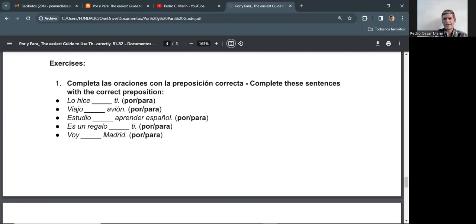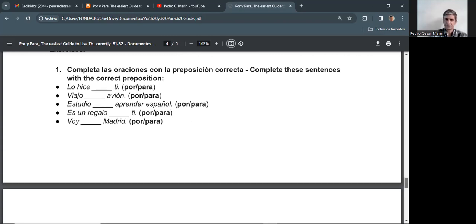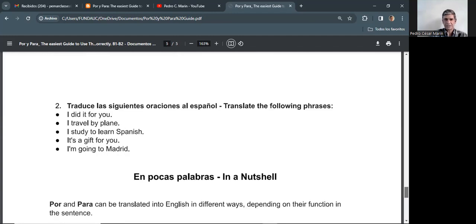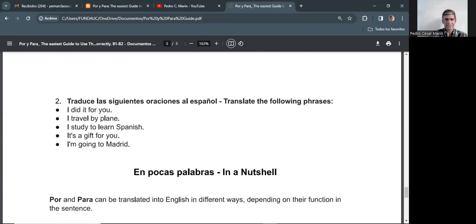Es un regalo para ti. This is for you. Voy para Madrid, my destination. And the translation of these sentences, lo hice para ti o por ti. Viajo por avión. Estudio para aprender español. Es un regalo para ti y voy para Madrid.